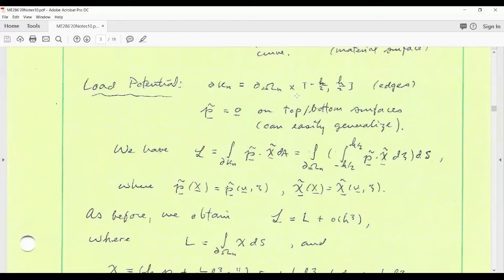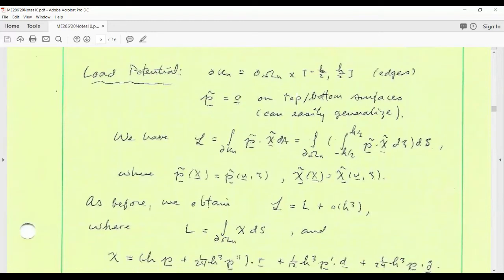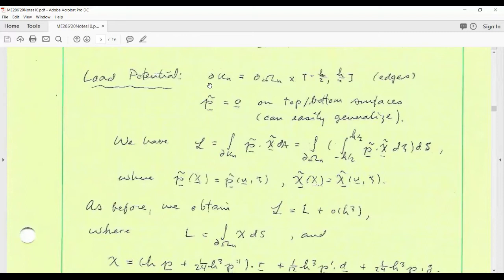Let's look at the load potential for the dead load problem. The boundary where we're applying tractions on the edge, you can think of as composed of the boundary of the midplane, which is itself a curve, together with the through thickness interval between minus h/2 and h/2. It's standard to write that as a Cartesian product of these two sets, this interval with this one.